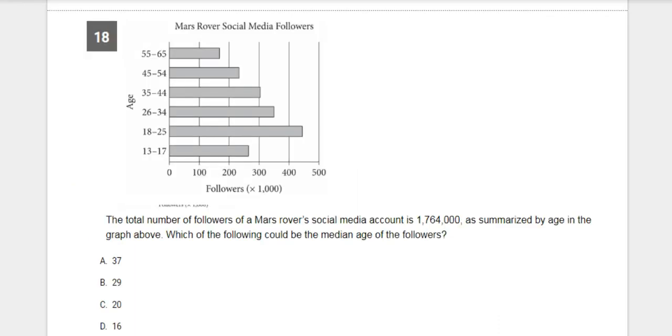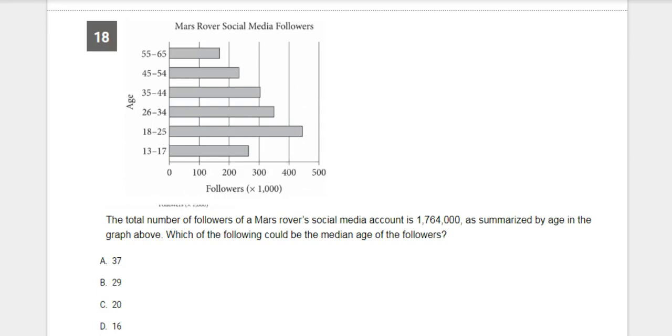Number 18 is a little graph problem here. They're talking about the Mars rover and how many social media followers they had. Sometimes I look at the chart, sometimes I look at the sentence to figure out what's going on, but I like to peek at the chart. So it looks like there are age groups. The most popular age group was 18 to 25, with the most followers on social media for the Mars rover. And then 55 to 65-year-olds were the lowest.